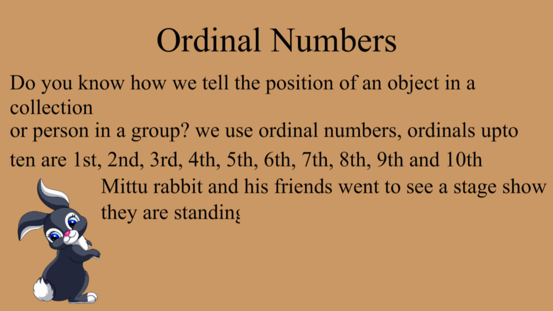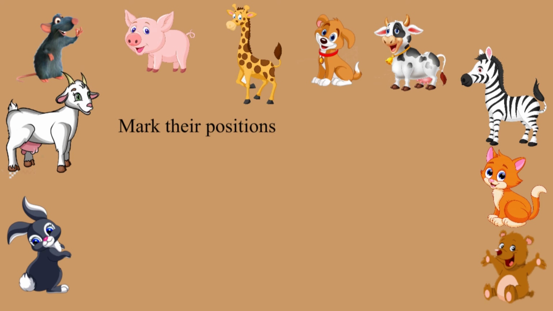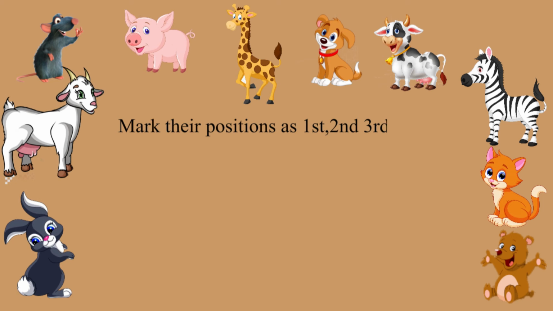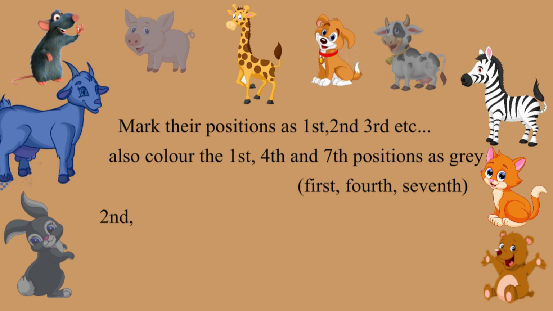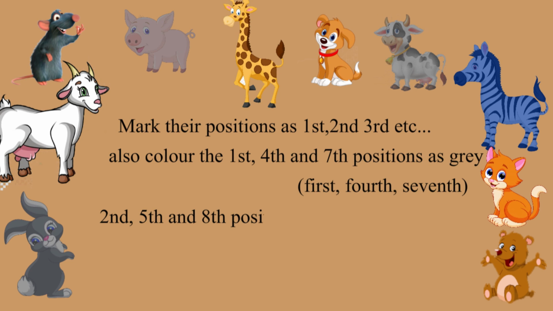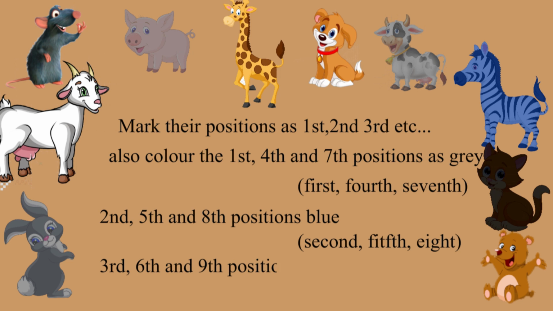They are standing in a queue in front of the ticket counter. They are very eager to buy tickets. Mark their positions as first, second, third, etc. Also color the first, fourth and seventh positions as grey, second, fifth and eighth positions as blue, third, sixth and ninth positions as black.